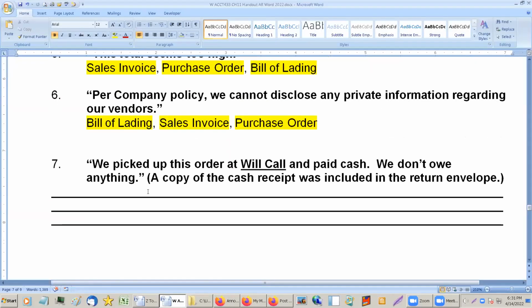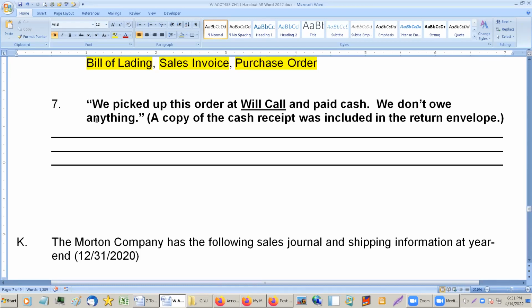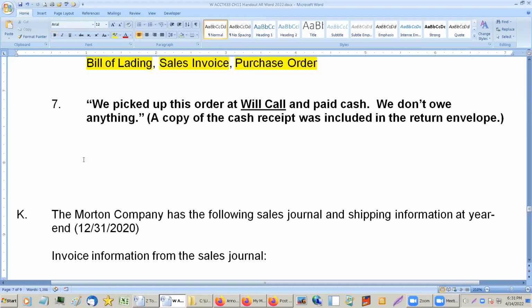So this one is, we picked this order up at will call and paid cash. We don't owe anything. What's the problem with this one? It's very shady. Yeah, your immediate question is, well, what happened to the cash?